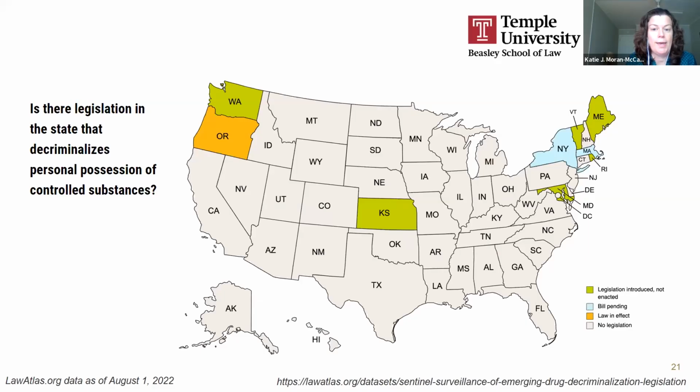So this map shows the 8 states that introduced legislation to decriminalize personal possession of controlled substances, and then the status of the bills in those states. So you can see Oregon in yellow, the only state so far to have enacted one of those bills into law. And then the states in green, Kansas, Maine, Maryland, Rhode Island, Vermont, and Washington introduced legislation, but it didn't pass. And then in Massachusetts and New York, bills were still pending as of August 1st, 2022. Next slide.